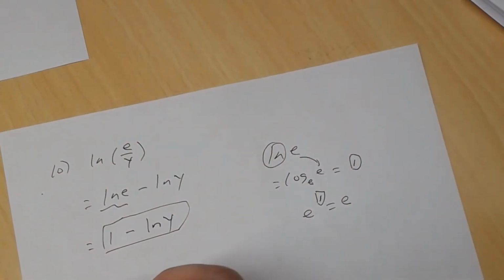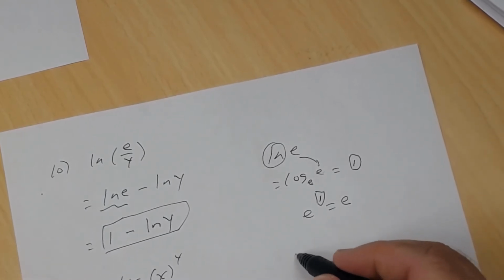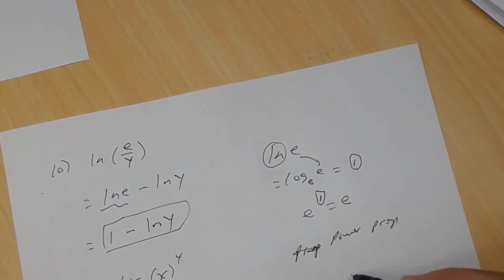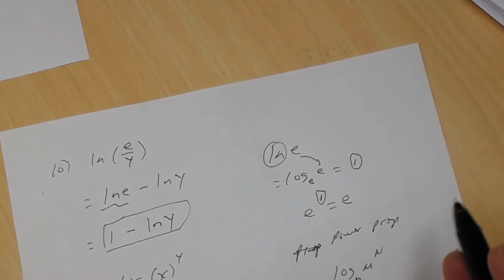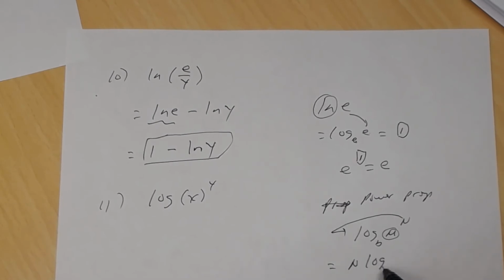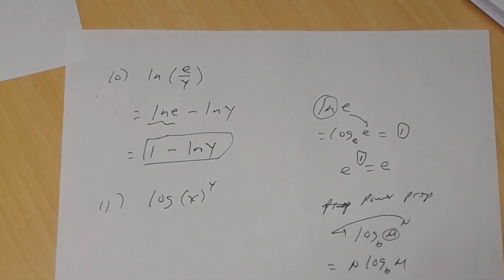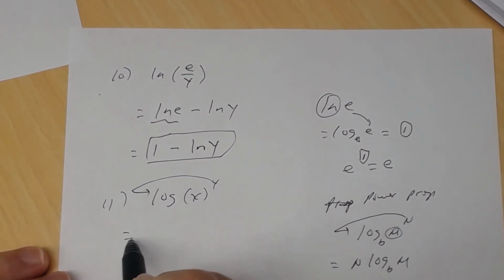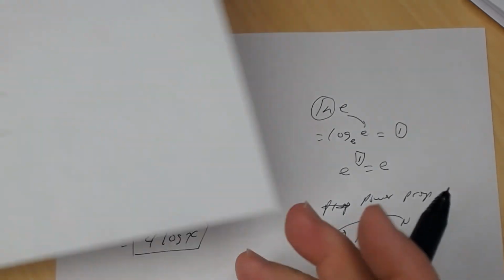Number 11, you have the log of x to the 4th power. Now remember, this time I'm going to use the power property. So that basically says that you have the log base b of m to the n power. As long as this argument right here is raised to a power, the whole thing is raised to the power, I can take that power and write it as a product. So this becomes n times the log base b of m. And so you see this whole thing that's in parentheses being raised to the 4th power, so that means I can take this 4 out in front, and so that becomes 4 log of x. And so there's your answer.